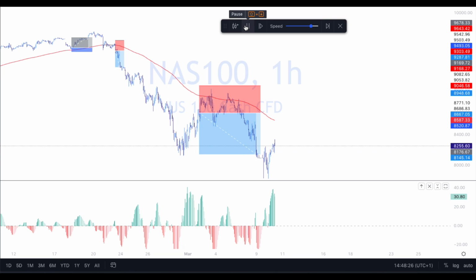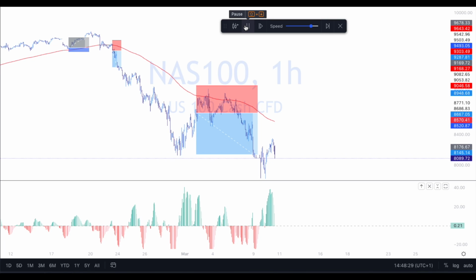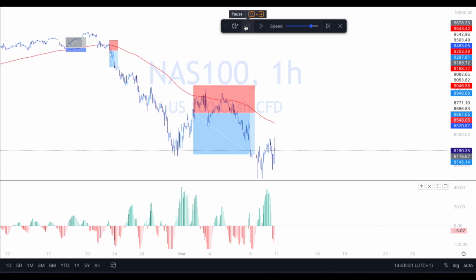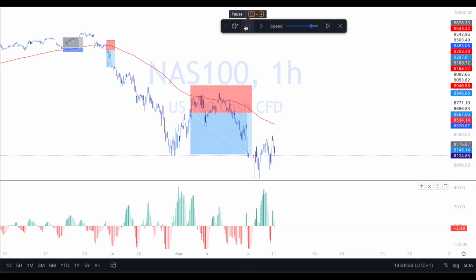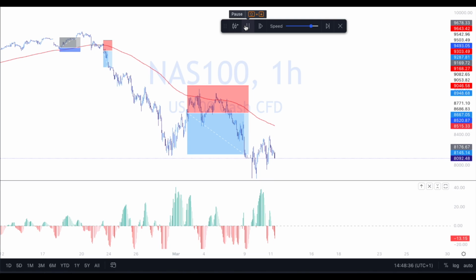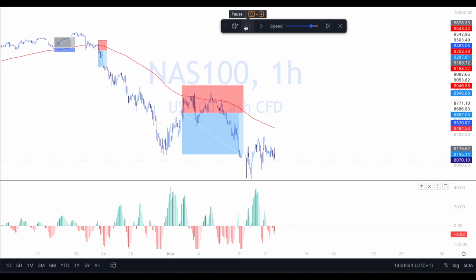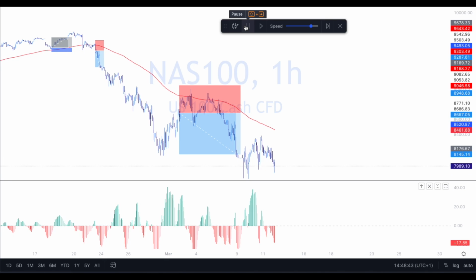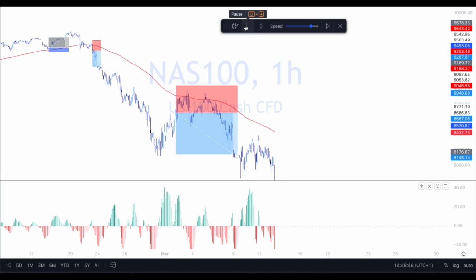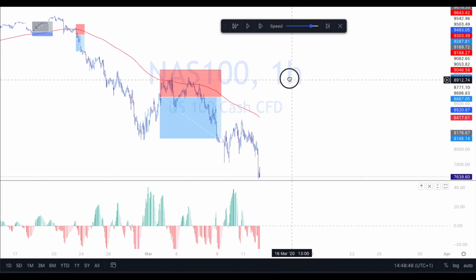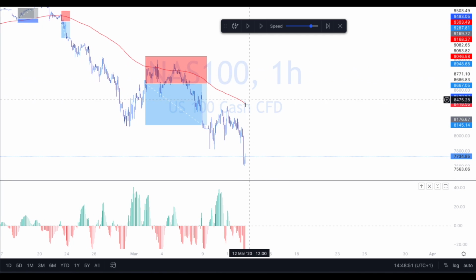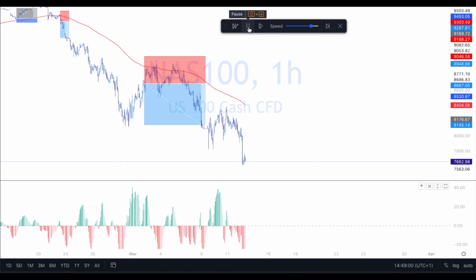So now what we're doing is waiting for it to get as close to the MACD as possible. Okay, come on, one more time, push up one more time. Okay, we could have done something here, but it wasn't close enough. So, okay, just let that play on.